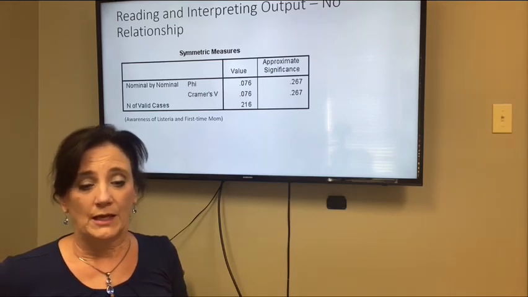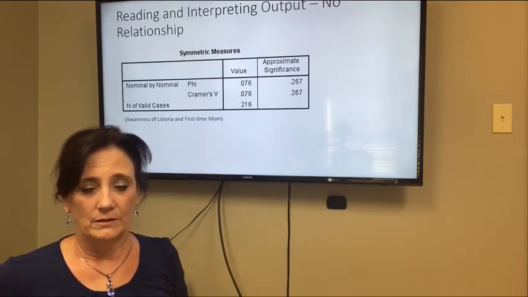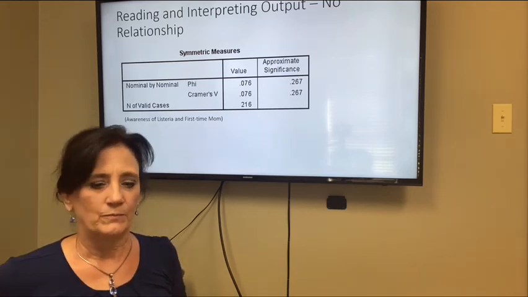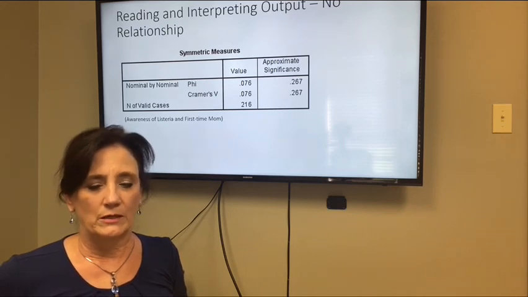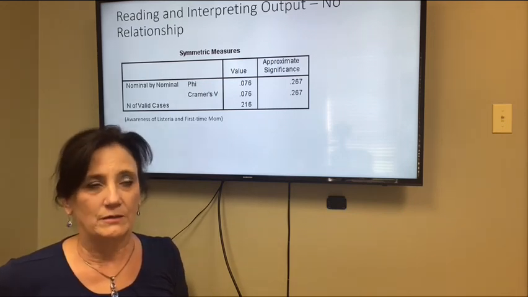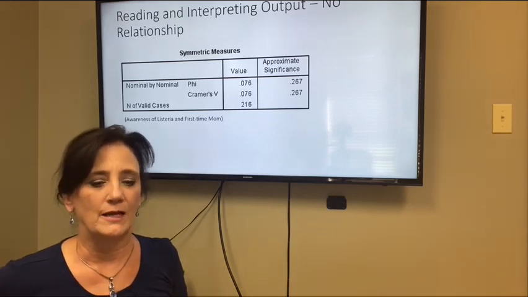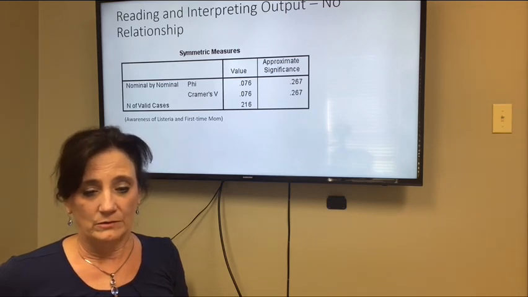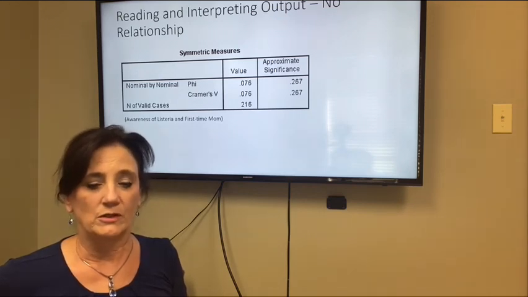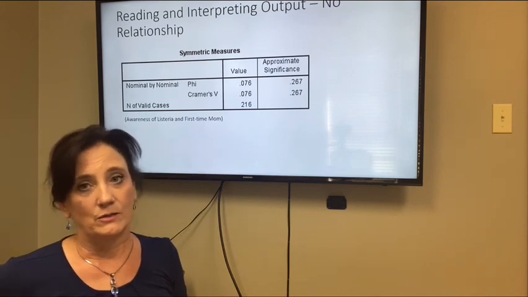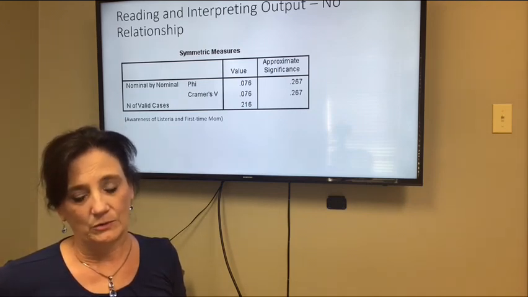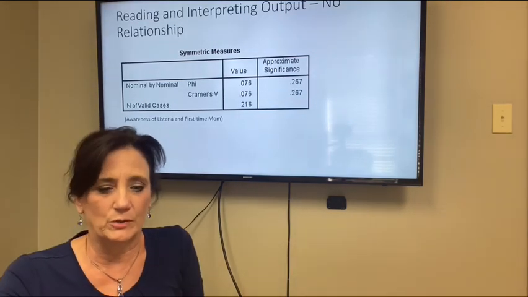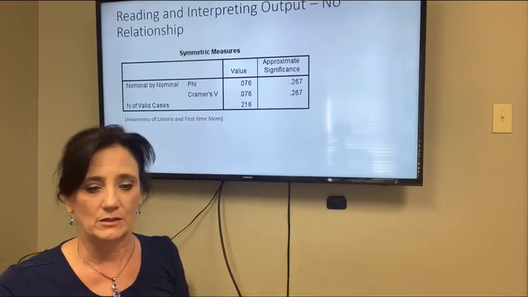And then we have the case of whether someone was aware of listeria, yes or no. That was a yes or no on that survey. And were they a first-time mom, yes or no? The correlation coefficient here is 0.076, and there was no significance because p equaled 0.267. So there is no relationship between awareness of listeria and first-time mom.